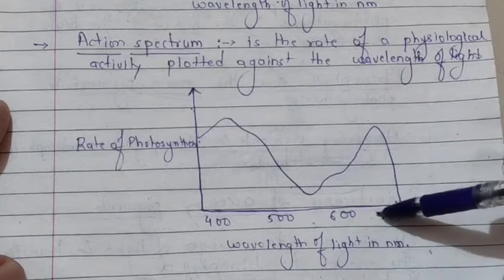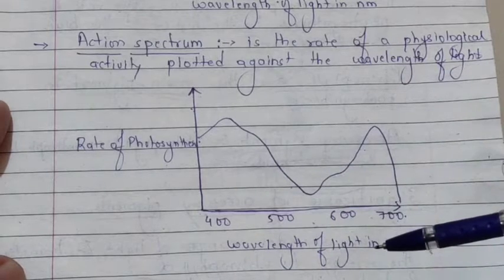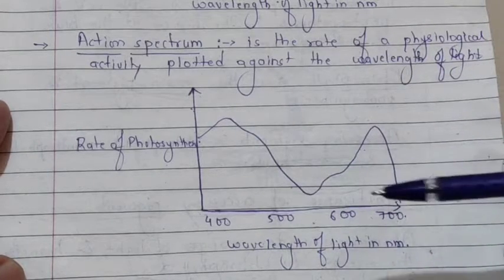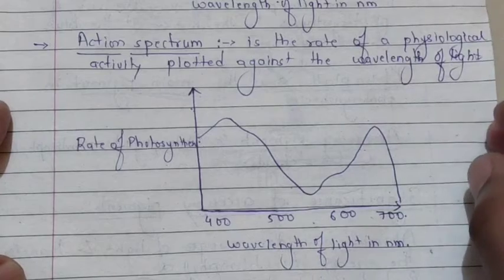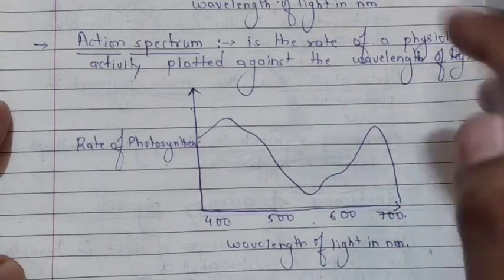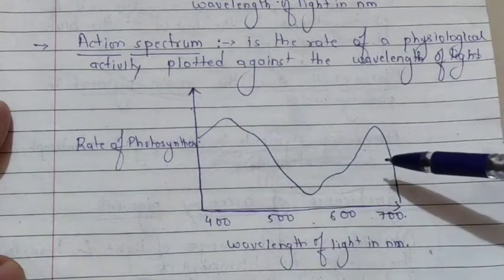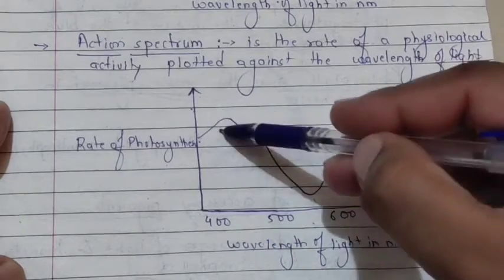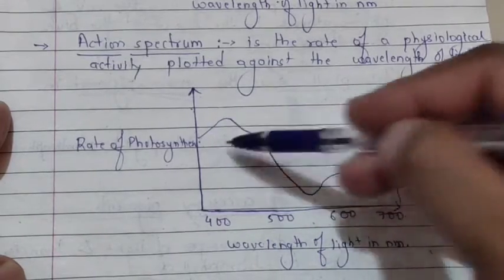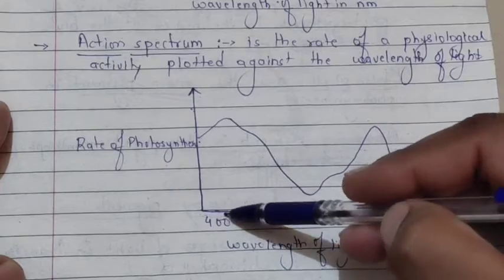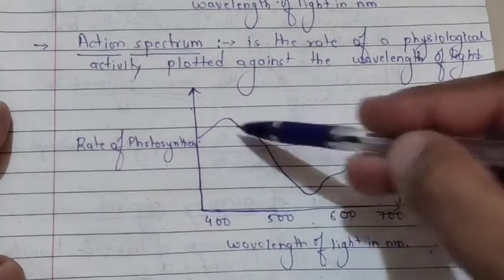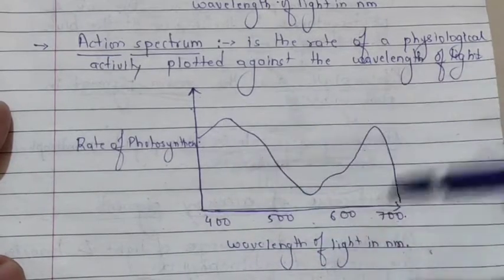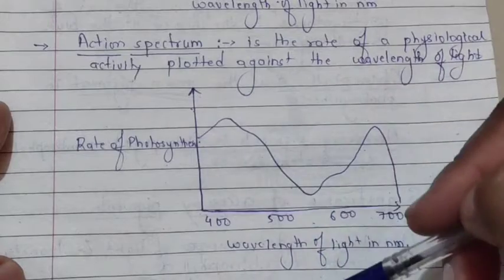At which wavelength is photosynthesis maximum? At which wavelength is there an action? So that spectrum is called what? Action spectrum. So here you can see the peak. This peak is lying at which wavelength? Can you tell? Look at this wavelength. So where is this peak? It is near 400 nanometer.